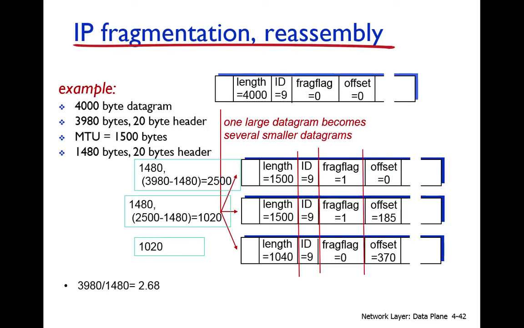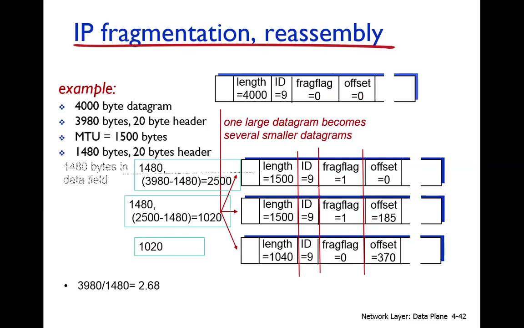So this is done. The length, identifier and fragment flag have been discussed. Now we are going to discuss how the offset value is computed. When the packet is not divided, then the offset will be 0.